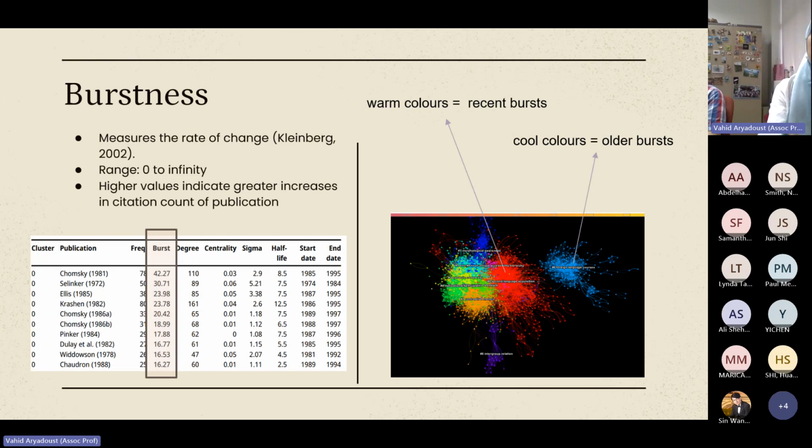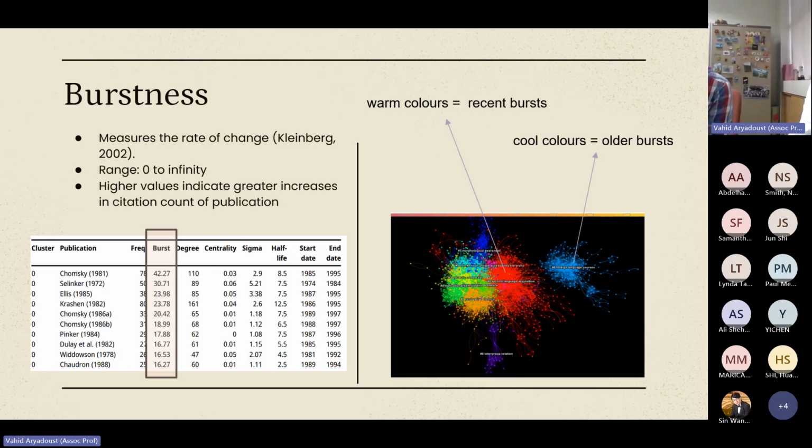And in CiteSpace there's also this lovely bit of visualization where warm colors reflect more recent bursts and cool colors reflect older bursts. So it's a nice way to be able to see visually where these clusters are and how recent they are. I also would like to add another point about bursts here.